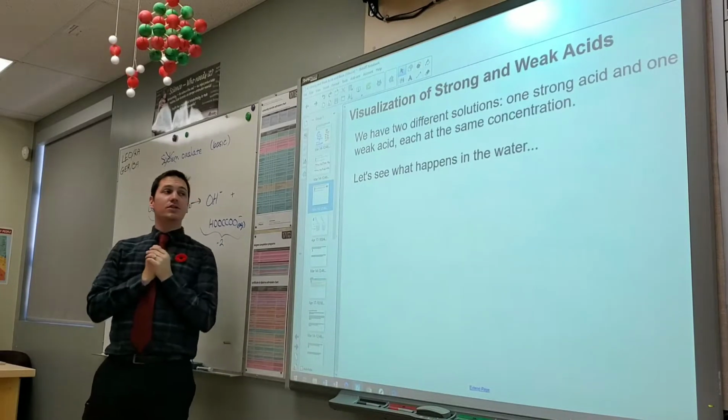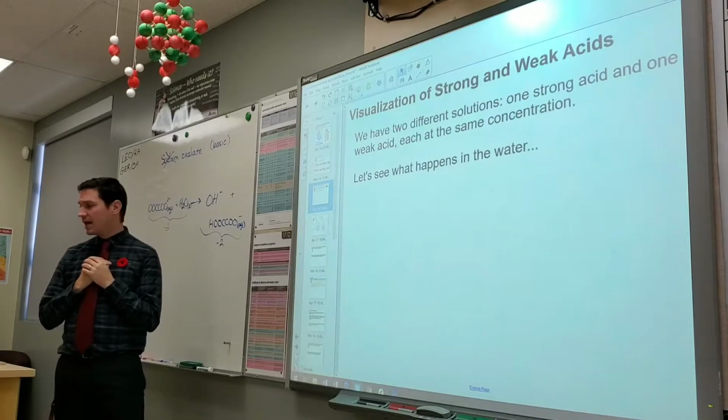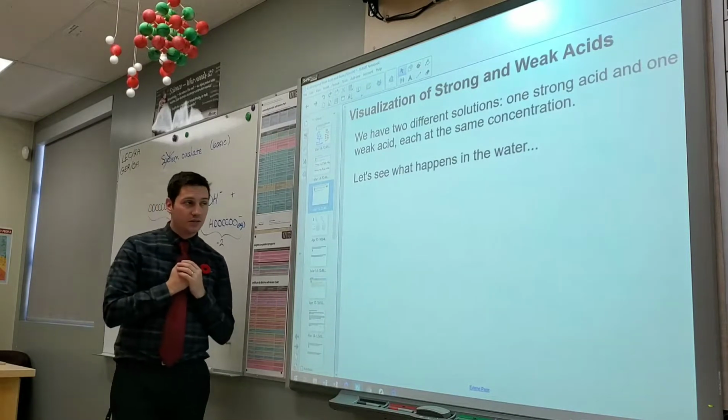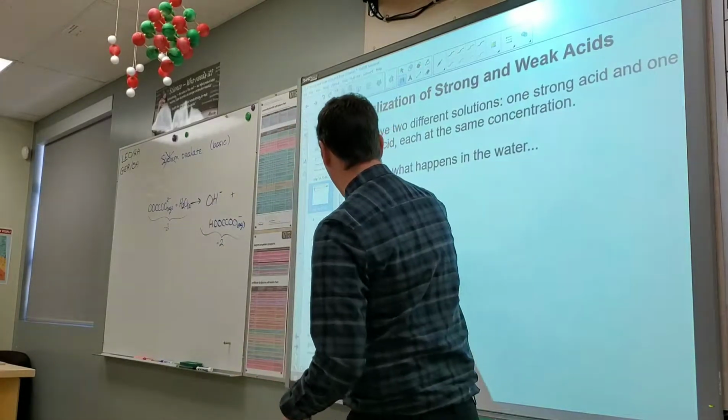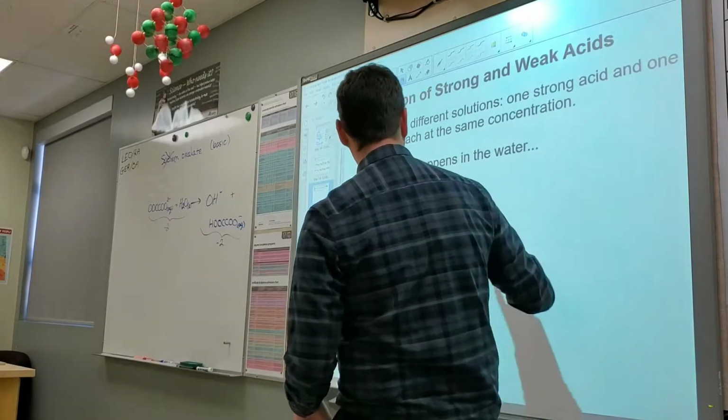Just for an idea or a visualization of strong acids and weak acids: we've got 2 solutions, 1 strong acid and 1 weak acid, each at the same concentration. Let's see what happens in the water. We've already done this before, so I'm going to draw 2 beakers.